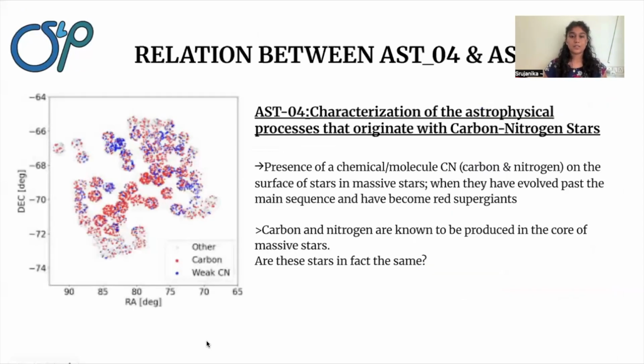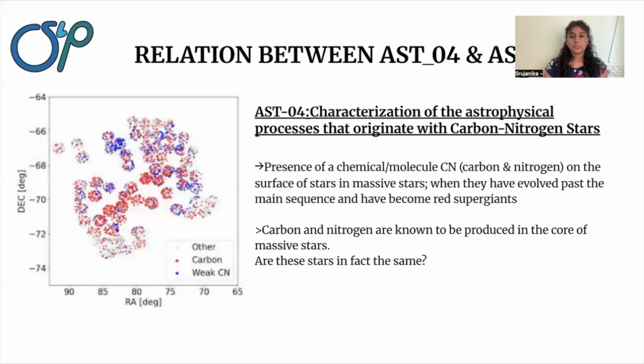For context, between three galaxies, M31, M33, and LMC, during a certain phase of stellar evolution, stars exhibit certain unexpected and unusual chemistry in their atmospheres. A presence of a chemical molecule, CN, which is carbon and nitrogen, is found on the surface of the stars. This phenomenon occurs in massive stars when they have evolved past the main sequence and have become red supergiants. These stars are classified as weak CN stars since the effect of the CN has a very subtle signal, and the rarity of red supergiants created a gap in the data available regarding this occurrence.